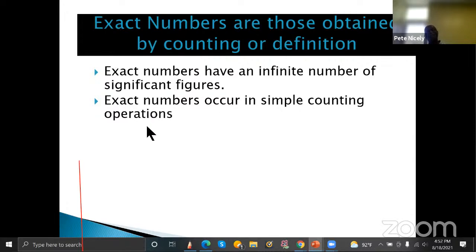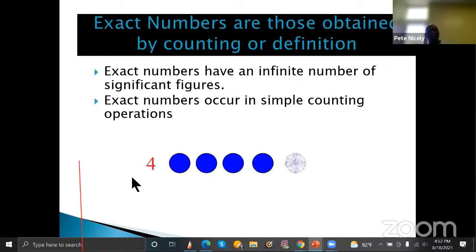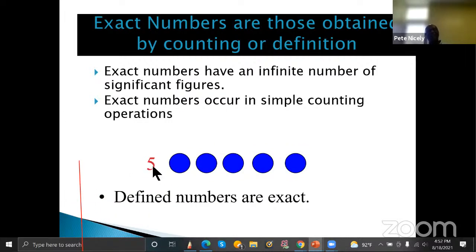So an example of obtaining an exact number by counting is this example right here. Let's say you have 5 balls, right? Then that number 5 in relation to the number of balls will be an exact number. Why? Because all you did to obtain this number is to count the number of balls that are present. You did not use an instrument to determine that number. You simply do a count of the number of balls, all right?